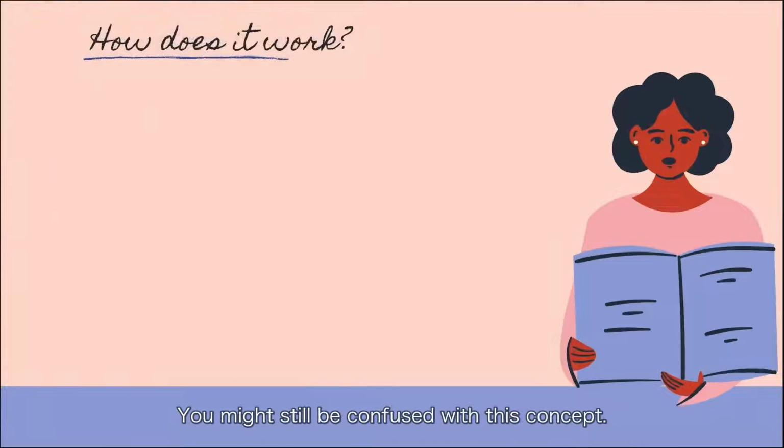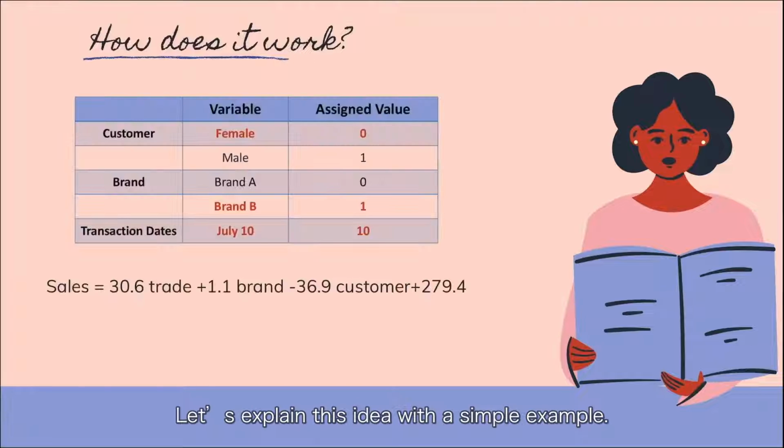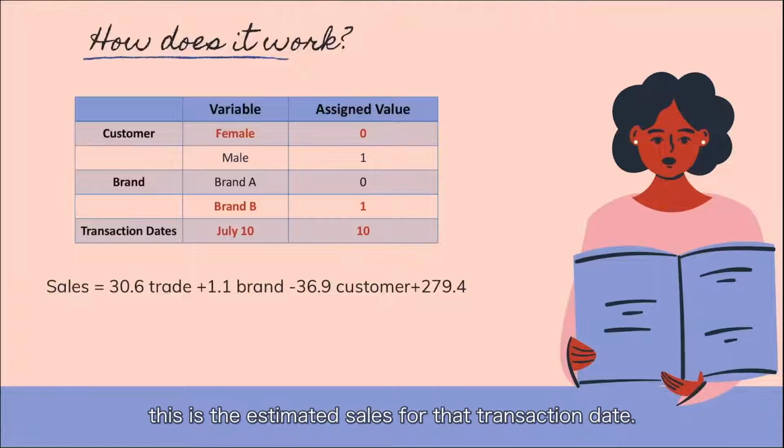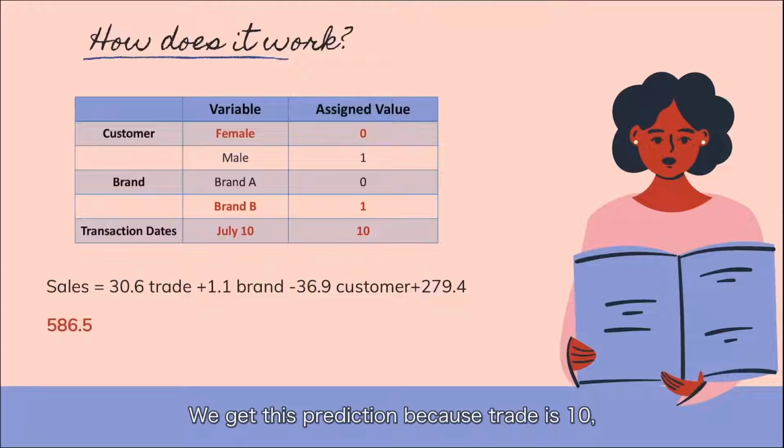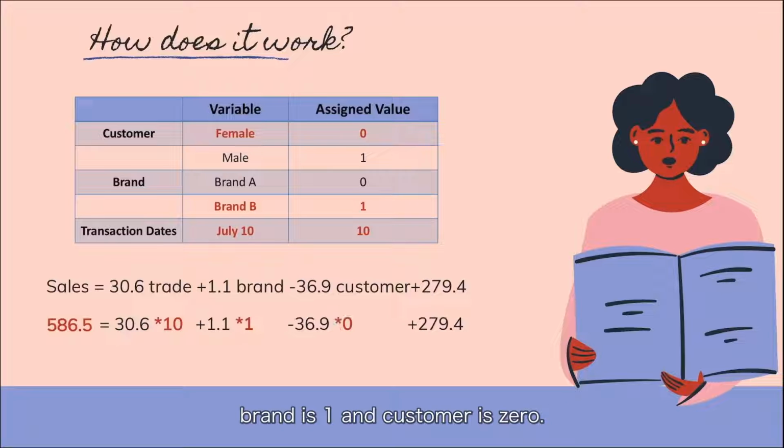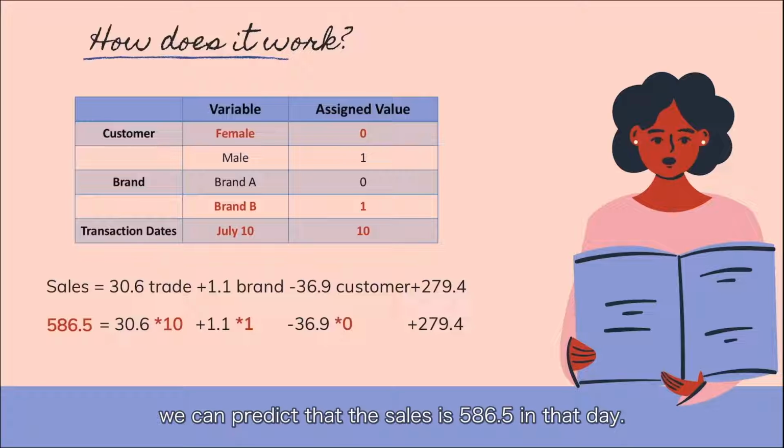You might still be confused with this concept. Let's explain this idea with a simple example. Suppose that we have a female customer who purchased a product of brand B on July 10th. This is the estimated sales for that transaction date. We get this prediction because trade is 10, brand is 1, and customer is 0. With these three values put into the model, we can predict that the sales is 586.5 in that day.